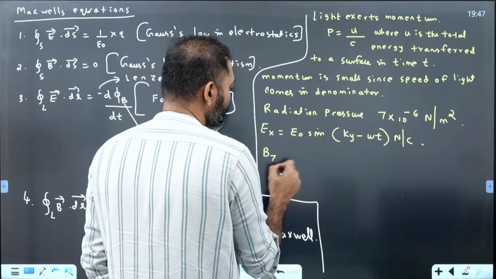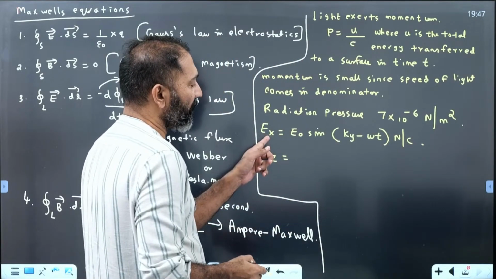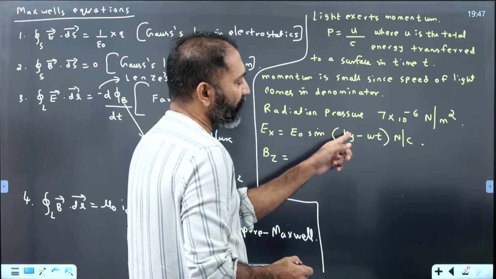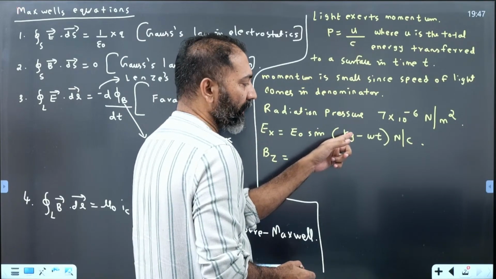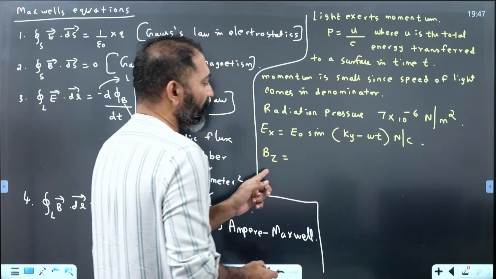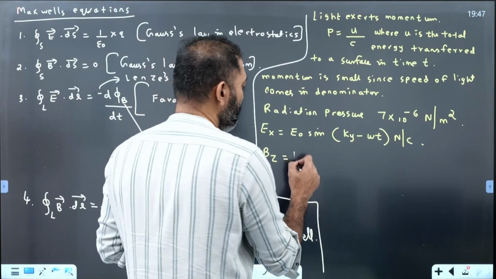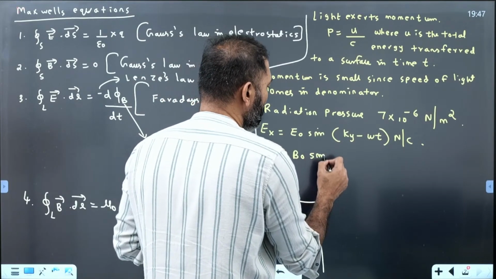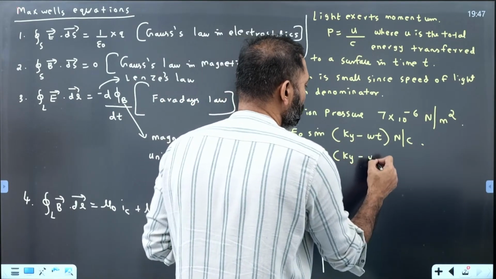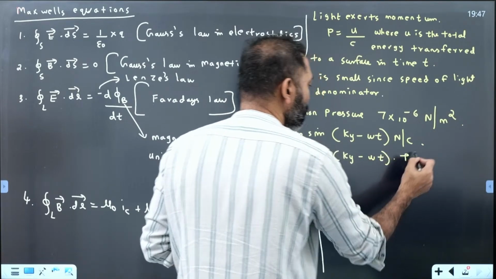Corresponding Bz is equal to what? Why Bz? Because the electric field is along x. The variable after k indicates the direction of propagation. Direction of propagation is y. So the magnetic field has to be along the z direction. Bz is equal to B0 sine ky minus omega t, into t. What is the unit? Tesla.